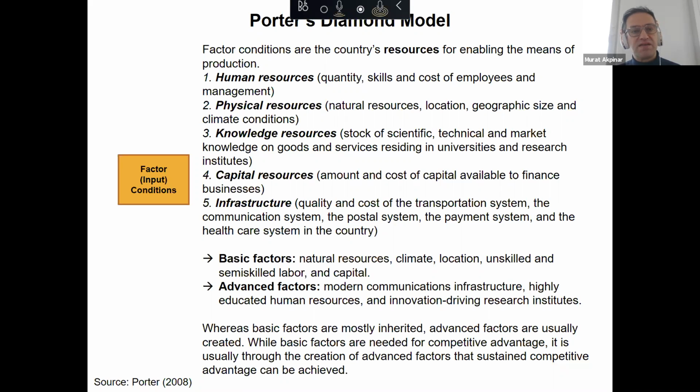So these are the factor conditions. So when you assess the factor conditions of the location of the cluster, you should be addressing all of these 5 types of resources in that location.